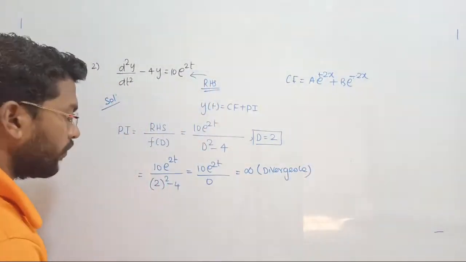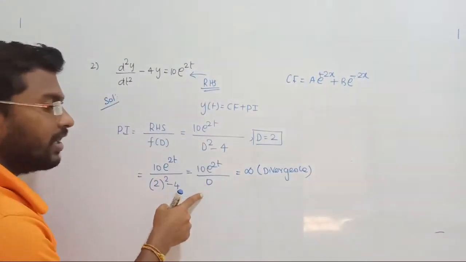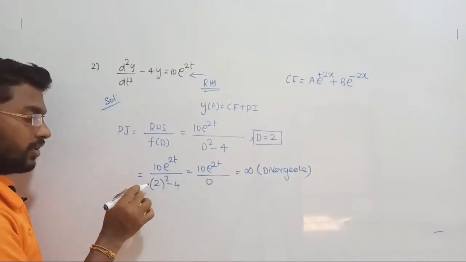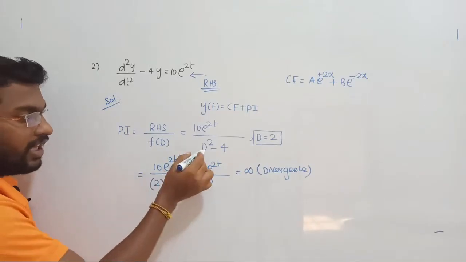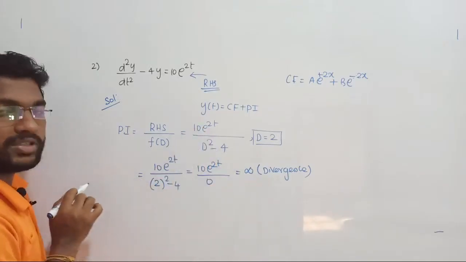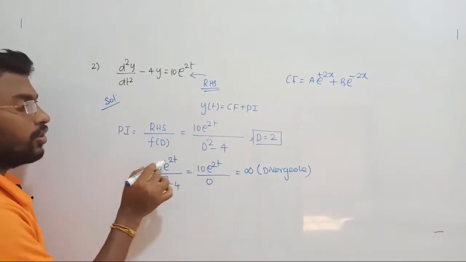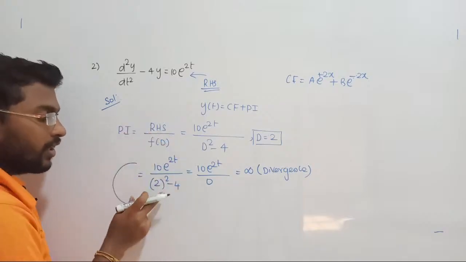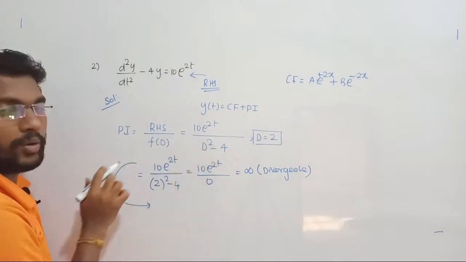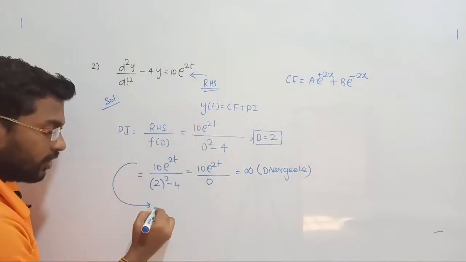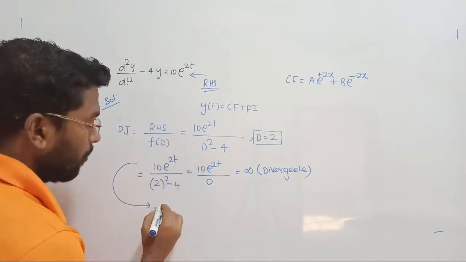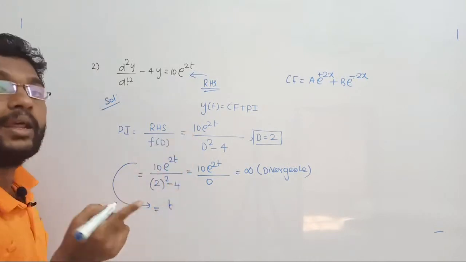So what should you do? Whenever the denominator becomes 0, you have to proceed further. In this step, when we replace d by 2, your system is being diverged. So what you have to do is go one step back, to the step before substituting 2. Take that function, go to the numerator and multiply it once by the independent variable.